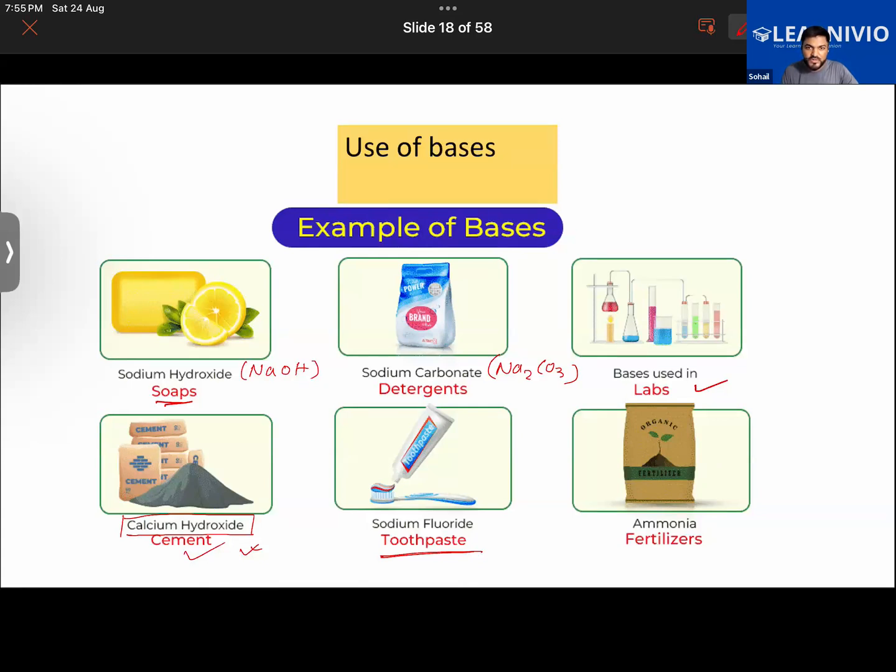Okay. Zunaira, you give 2 examples of strong bases. Sodium hydroxide and potassium hydroxide. Good. Abu Bakr, you give 2 examples of weak bases.